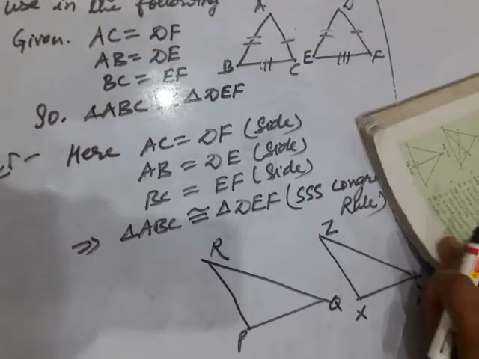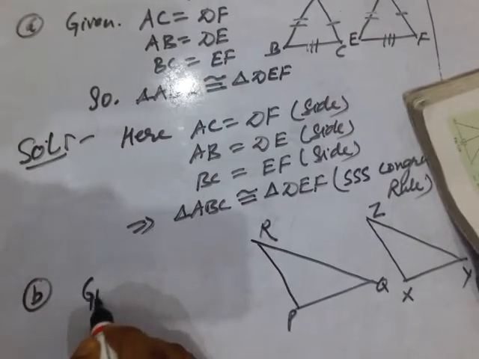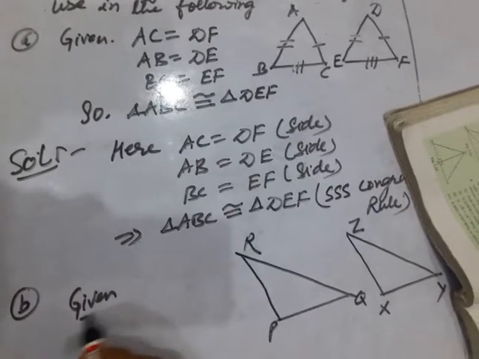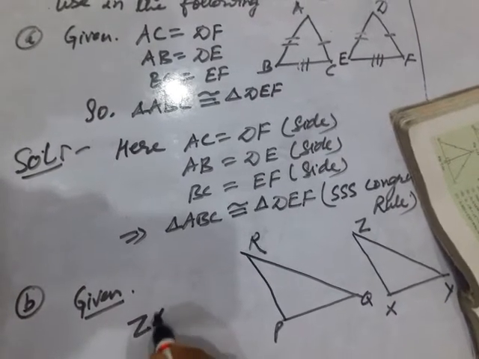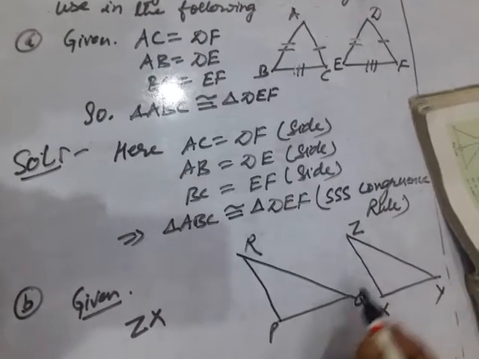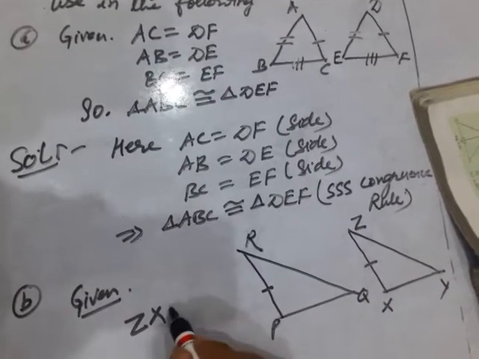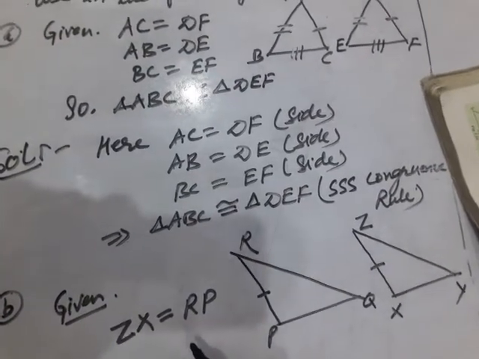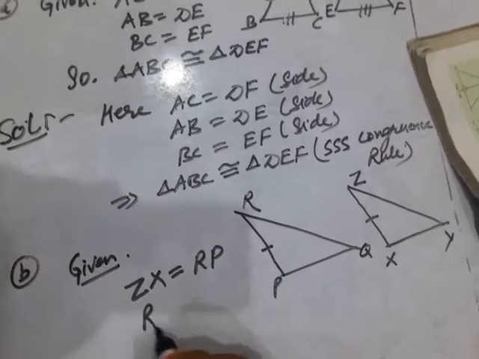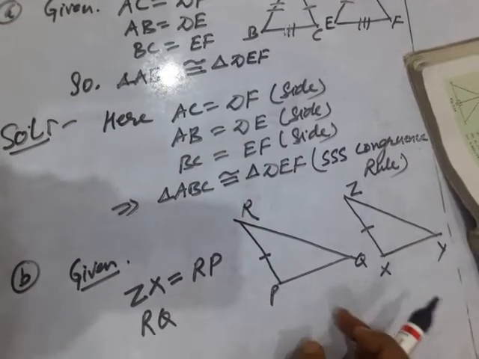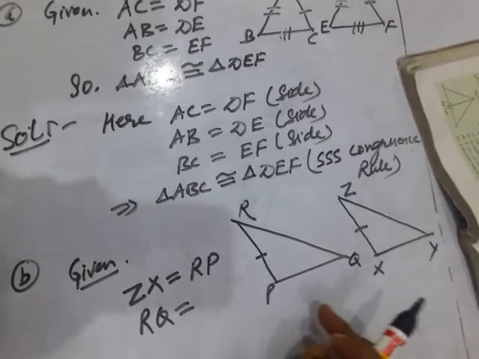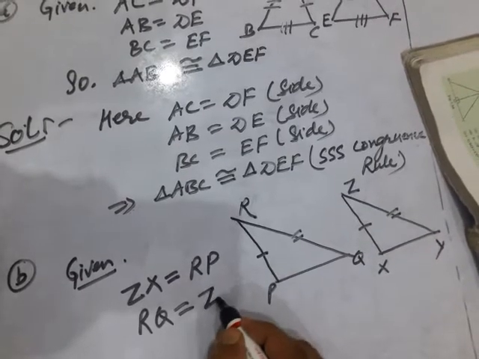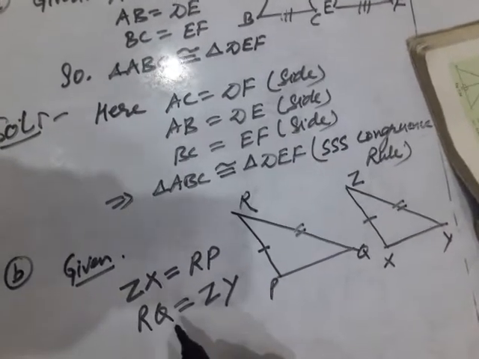And what are the conditions given? Children, given ZX equal to RP. ZX means this side. ZX is equal to RP. That is given in the question. Clear? And RQ equal to ZY. Where is RQ? RQ equal to ZY means this side is equal to this side. RQ equal to ZY. What else is given?